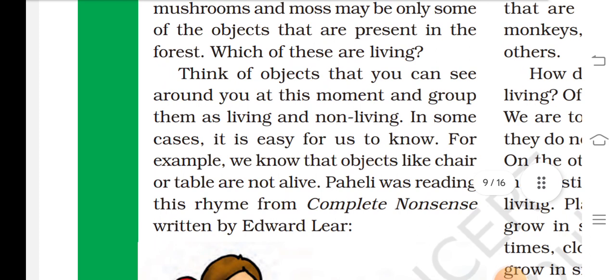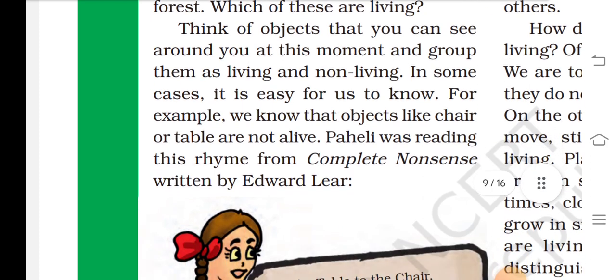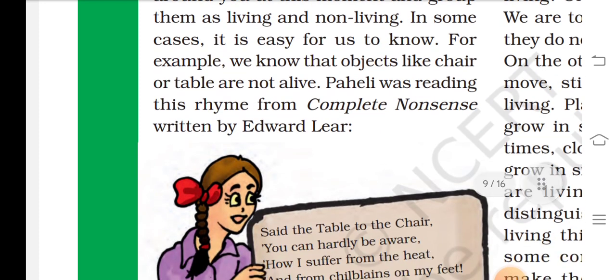Think of objects that you can see around you at this moment and group them as living and non-living. In some cases it is easy for us to know. For example, we know that objects like a chair or table are not alive.